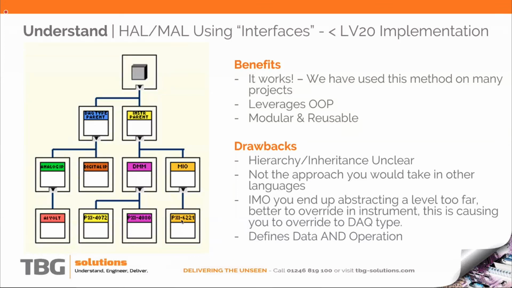So what I mean by that is you end up having parent classes like MIO and DMM, and then you've got analog input. You've also then got PSU comms type. It can get a bit complicated. More importantly, we're defining data and operation here. So we're defining that a 6221 can do the voltage measurement, but we're also using that abstract class to action that function as well, which has positives, but also negatives if you're trying to make an interface, if you like.